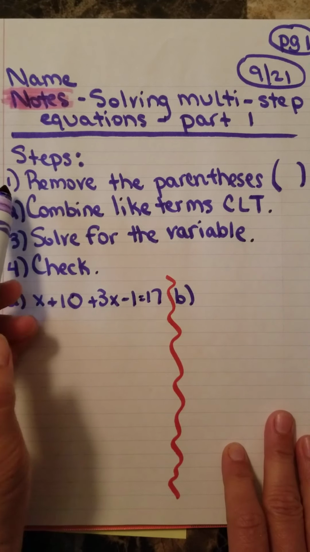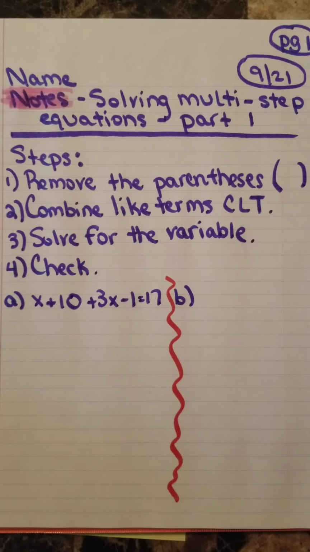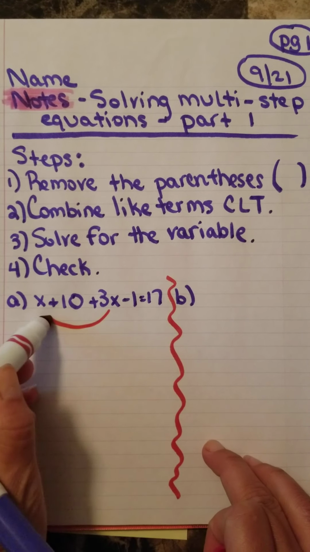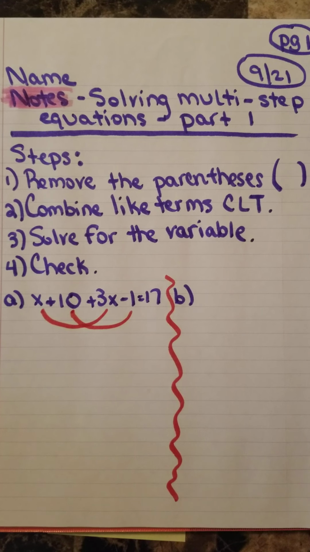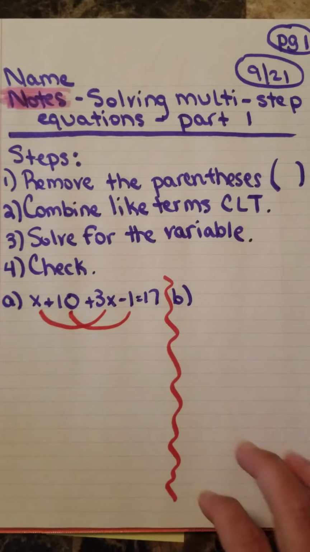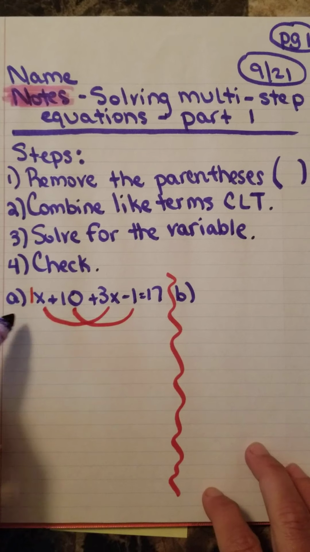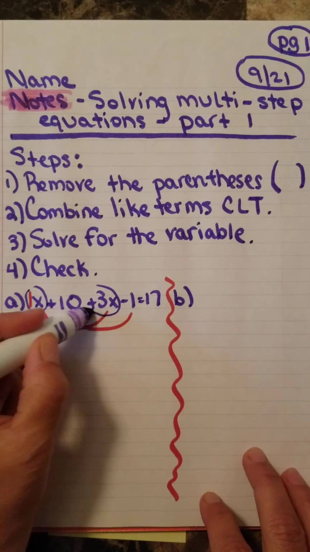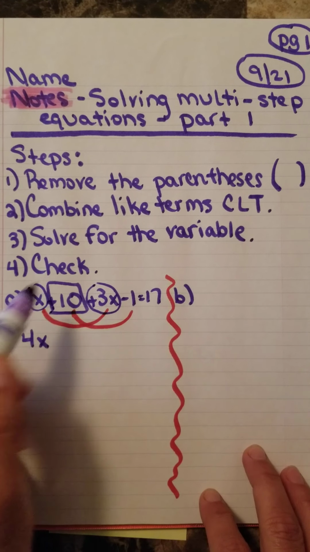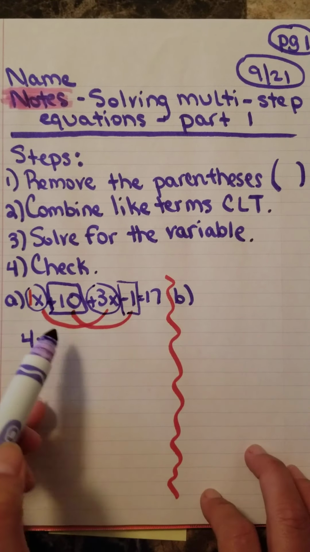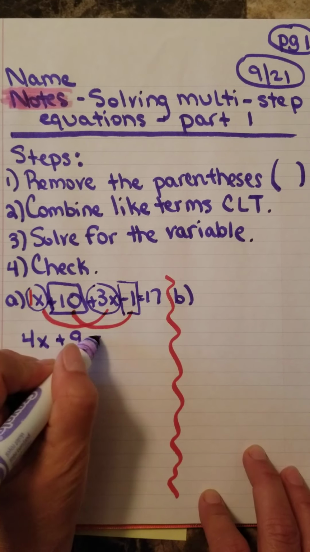So the first step, step 1, remove the parentheses. There are no parentheses. We go right to step 2, combine like terms. I'm noticing that we have a couple of x's and a couple of constants. So your x's are your variables, constants are your numbers. If I combine these, this x is like an imaginary 1x. So if I add those together, we have a 1x plus a 3x. That's 4x. So 4x. I see a positive 10 and a negative 1. So I can think of that as 10 minus 1. That's a positive 9. So plus 9. And then equals 17.